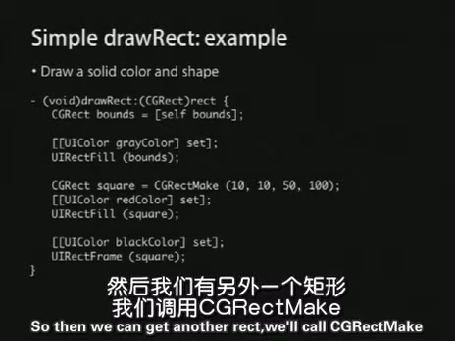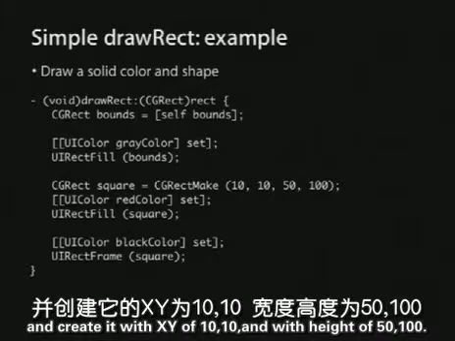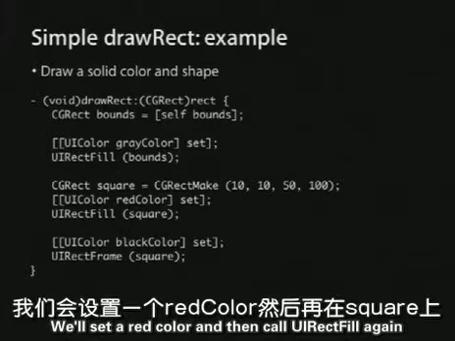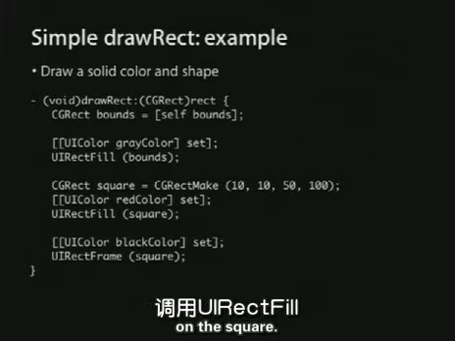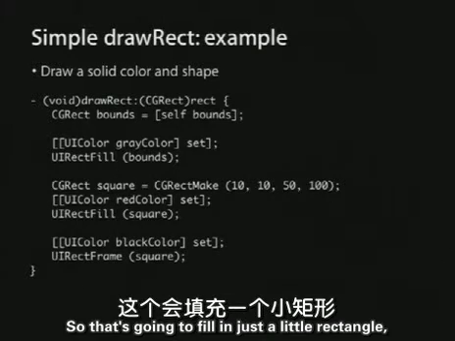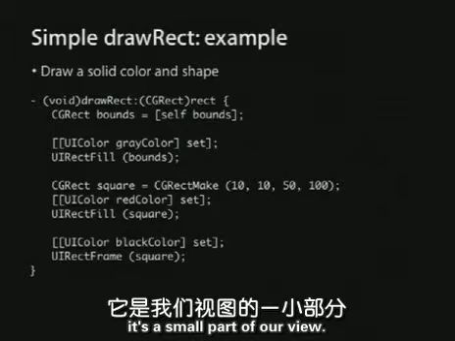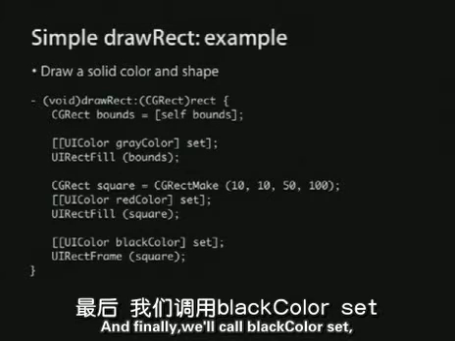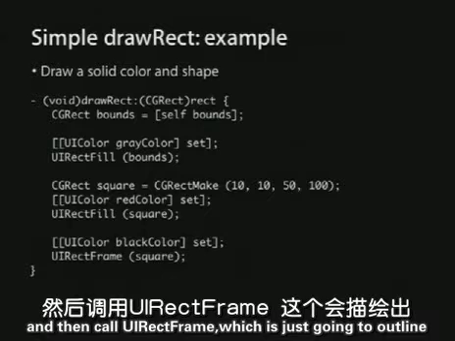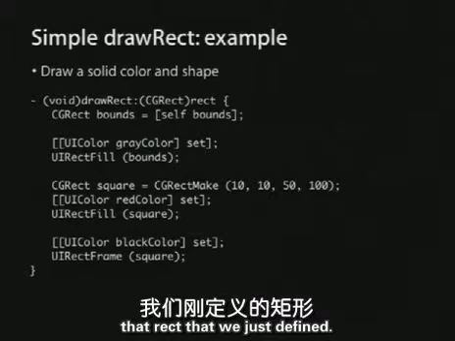So then we can get another rect, we'll call CGRectMake, and create it with x, y of 10, 10 and a width, height of 50, 100. We'll set a red color and then call UIRectFill again on this rect. So that's going to fill in just a little rectangle that's a small part of our view. And finally, we'll call blackColor set and then call UIRectFrame, which is just going to outline that rect that we just defined there.